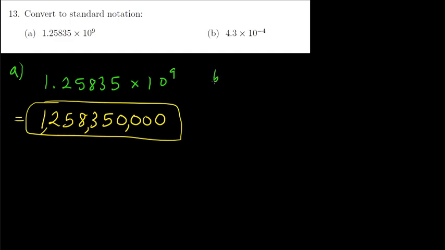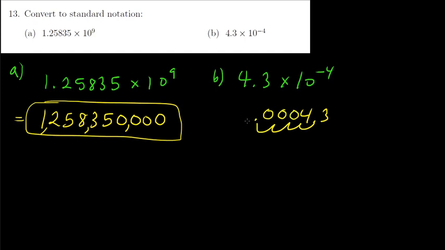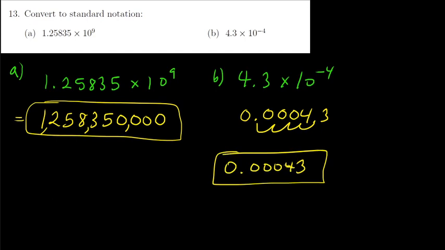Okay. And then part B, we have 4.3 times 10 to the negative 4. So this is going to be a small number. So I'll put the 4.3 over here. And we move the decimal 4 times, but to the left, right? So 1, 2, 3, 4 decimal. And we need a 0 here, a 0 here, and a 0 here. And I'll put a 0 in front as well. So 0.00043. Okay, so that's part B.